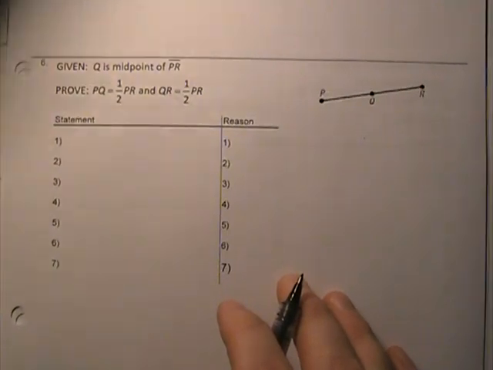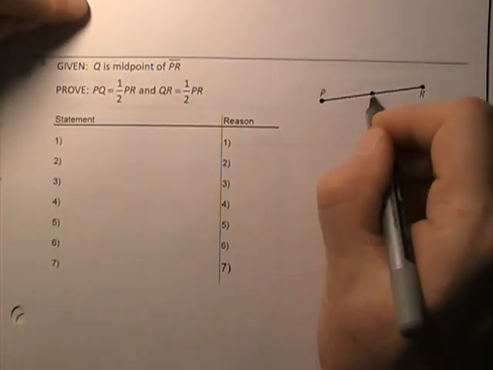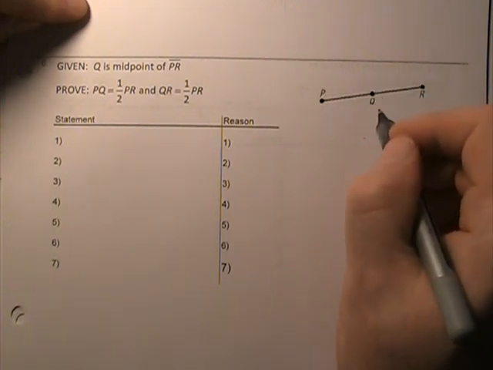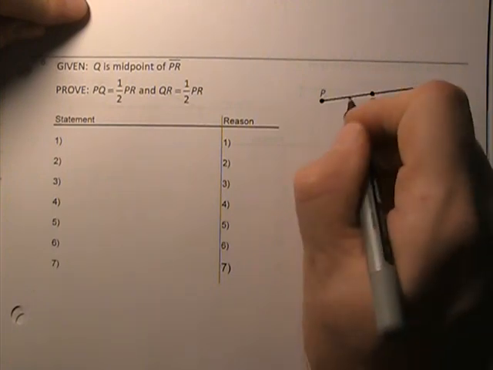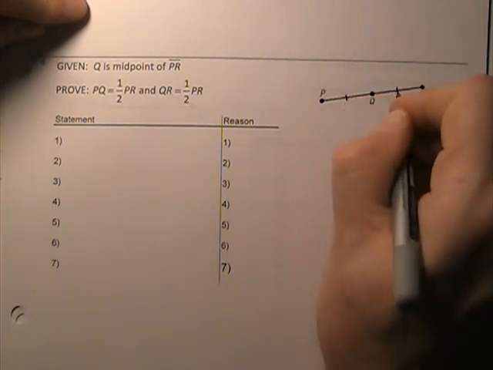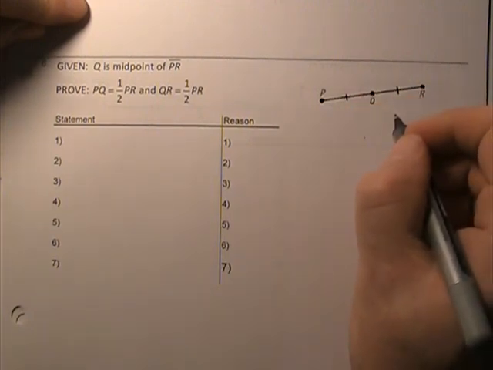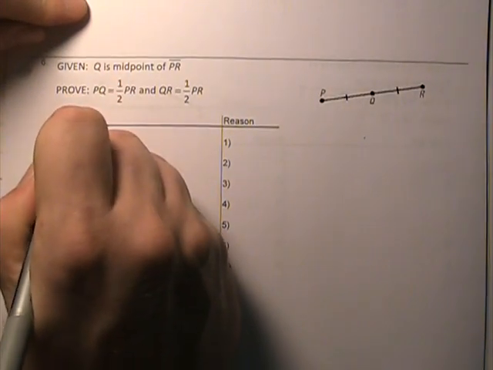On to number 6. Oh, a midpoint one. So Q is the midpoint of PR. Midpoints divide a segment in half. And that means that this is equal to this. We've also got a segment, so we've got maybe the segment addition postulate. So let's go ahead and see what we've got here. Let's start with our given.